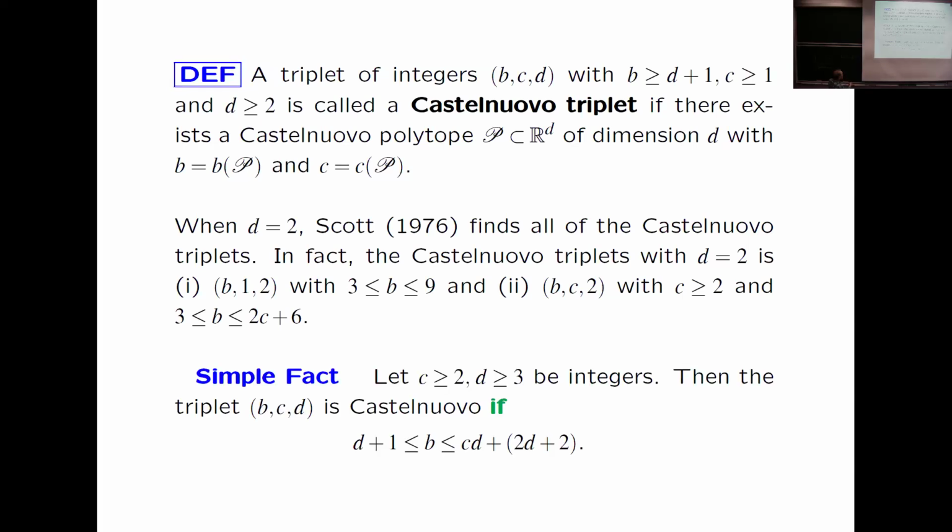We know the simple fact, constructing simplex and prism: if C, the number of lattice points in the interior, is at least 2 and the dimension is 3, then the triple B, C, D is Castelnuovo. We know B is between this and this. And if D equals 3, then exactly this is 3.